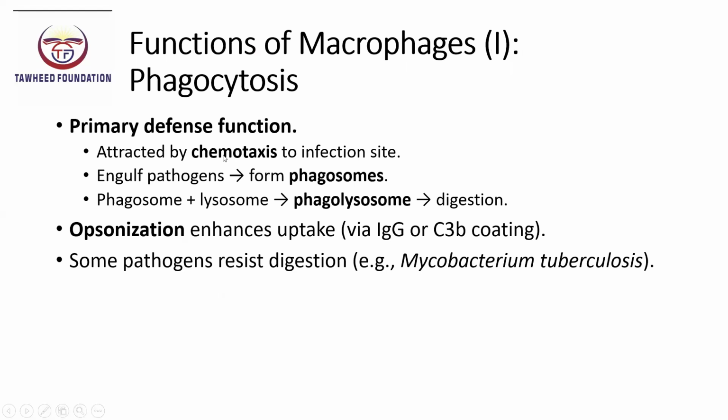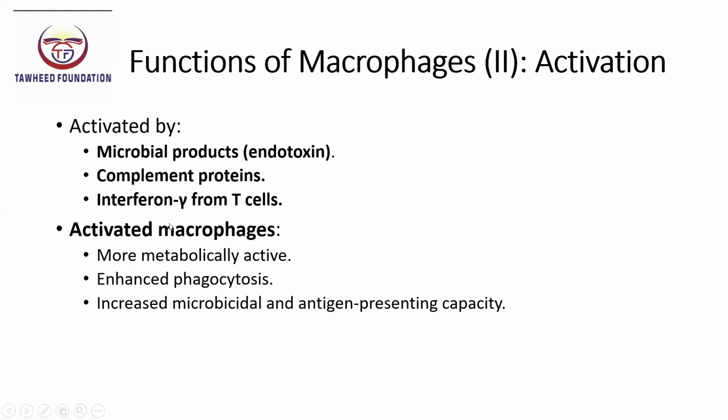Next is function of macrophages, that is phagocytosis. Macrophages are primary defenders attracted to infection sites via chemotaxis. They engulf pathogens to form phagosomes, which fuse with lysosomes to form phagolysosomes for digestion. Phagocytosis is enhanced by opsonization, where IgG or C3b coat the pathogen. Some microorganisms like Mycobacterium tuberculosis can resist digestion, highlighting the challenge of certain infections.